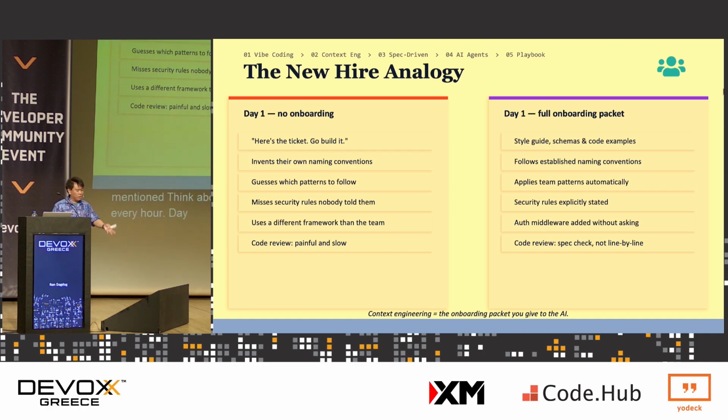Day one, right? If you're going to hire a person, day one, if there's no onboarding, you give them a ticket, go build it. They don't know what they're supposed to do, right? So they would miss some of the rules, some of the framework that is needed, and code review would be painful for the team. But if you have an onboarding packet for a new hire, with the style guide, the naming convention, the patterns, the rules, code review would be easier, it would be better. It's not a replacement, you still need to do code reviews, but it would help out.